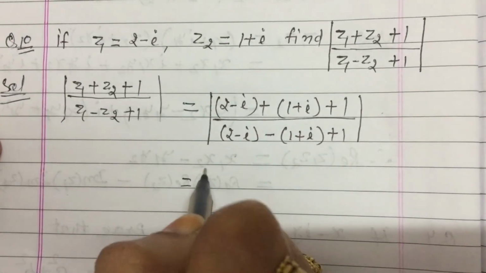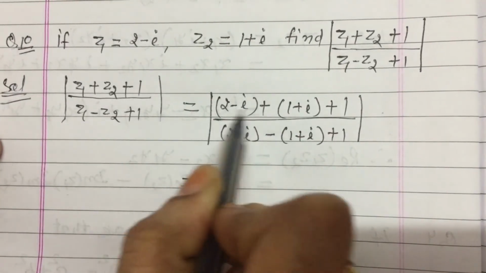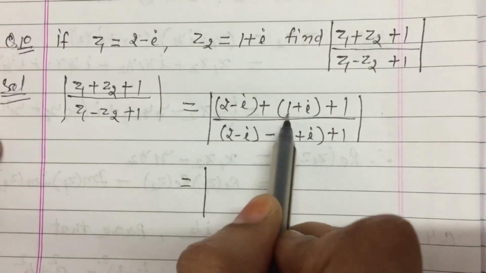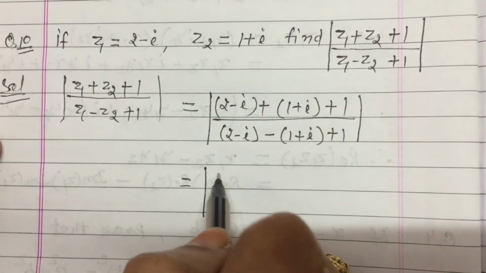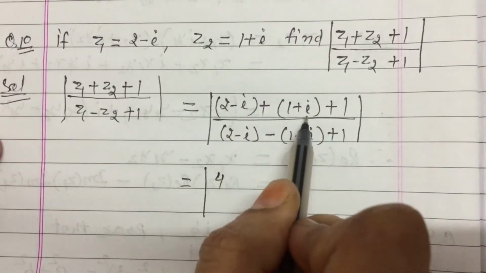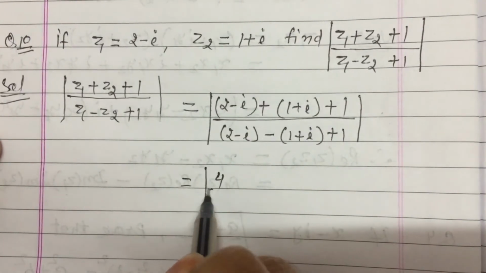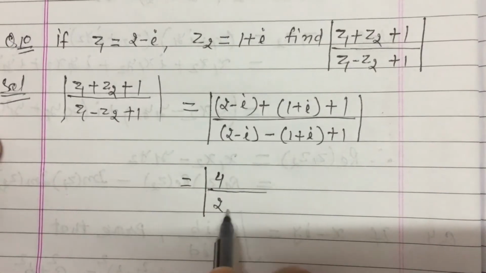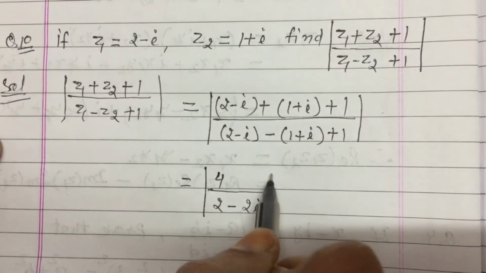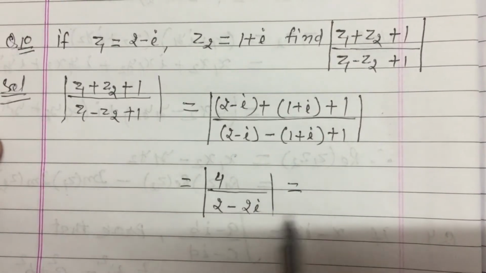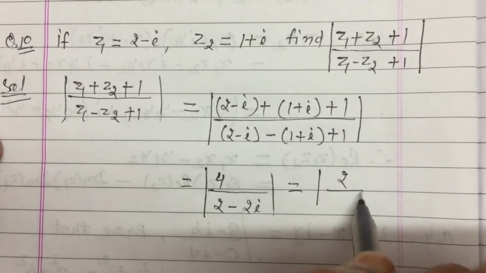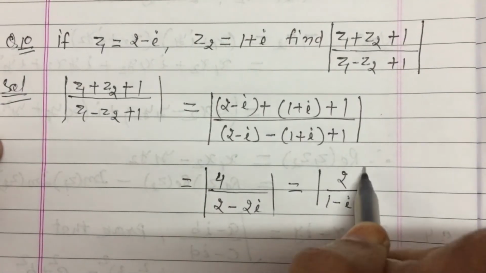Now take real part together and imaginary part together. So 2 plus 1 plus 1, it's 4. And minus i and plus i will cancel. In the denominator you will get 2 minus 2i. Here 2 is common in numerator and denominator, so it's only 2 by 1 minus i.